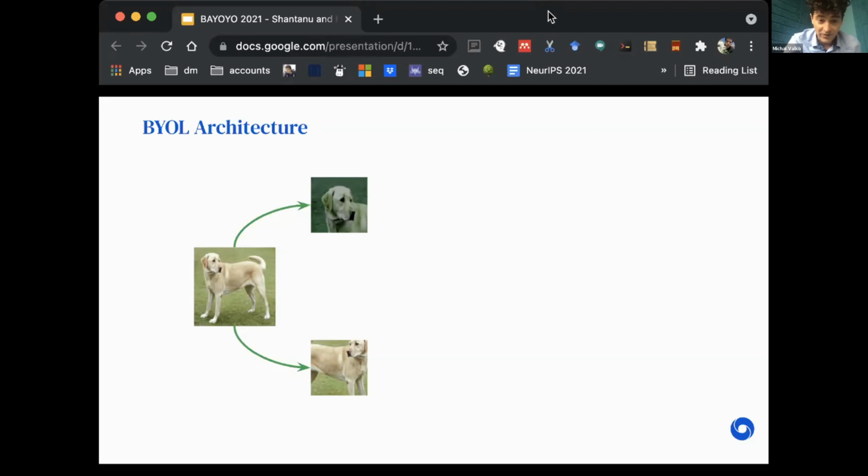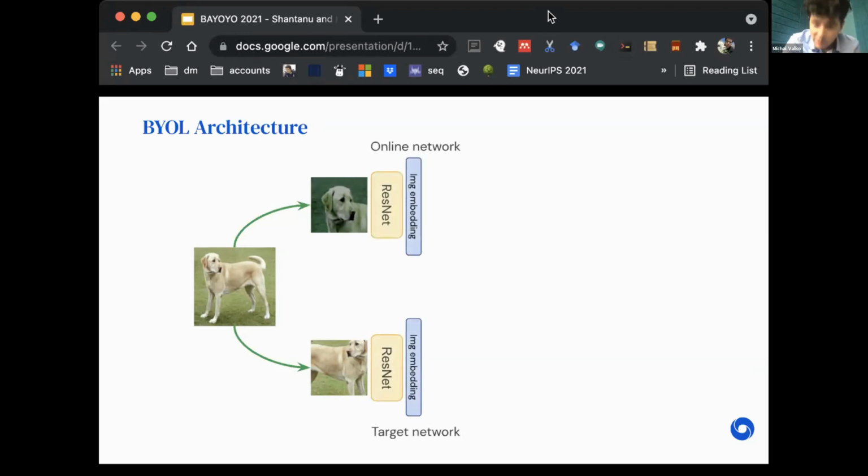Second, each of these images is processed by the most standard ResNet, right? Here ResNet 50, to get some kind of image embedding. This is something that we at the end output as our final features, right? So these are the features that we get at the end. After that, we project it to a smaller space.